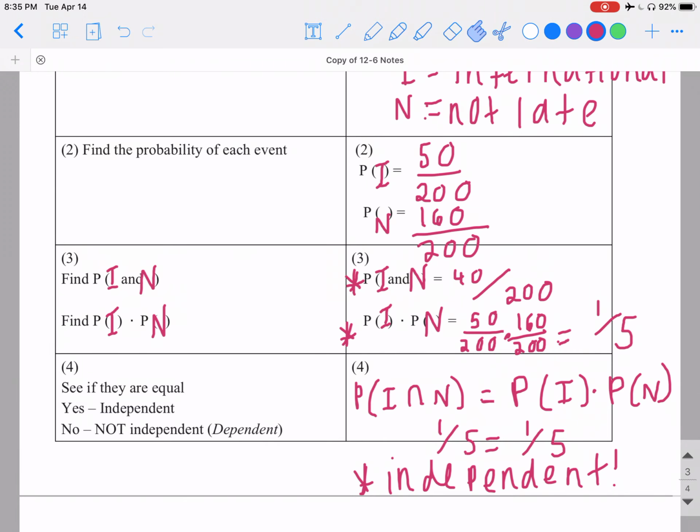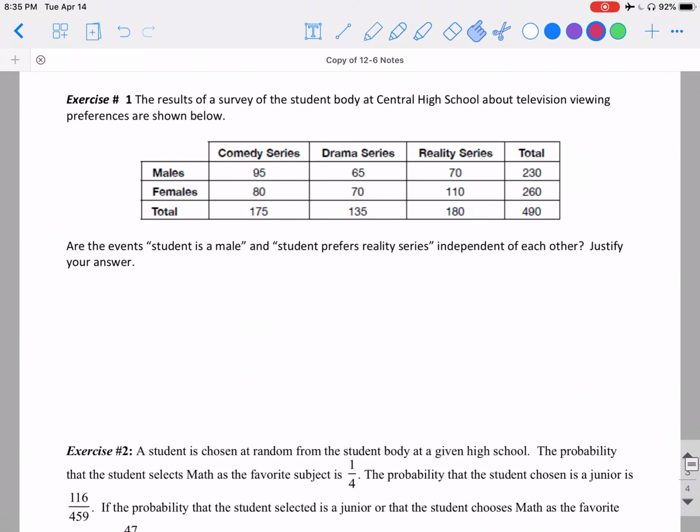Okay, so I'm going to move down to these two exercises. Both of these are Regents questions, so I'm going to help you guys set these up. And then you can go ahead and finish them and submit these two pages. Sorry, and submit all of these pages at the end of the video. So this first one gives me the results of a survey of a student body about television viewing preferences. I want to see, are the events "a student is male" and "a student prefers reality series" independent of each other?